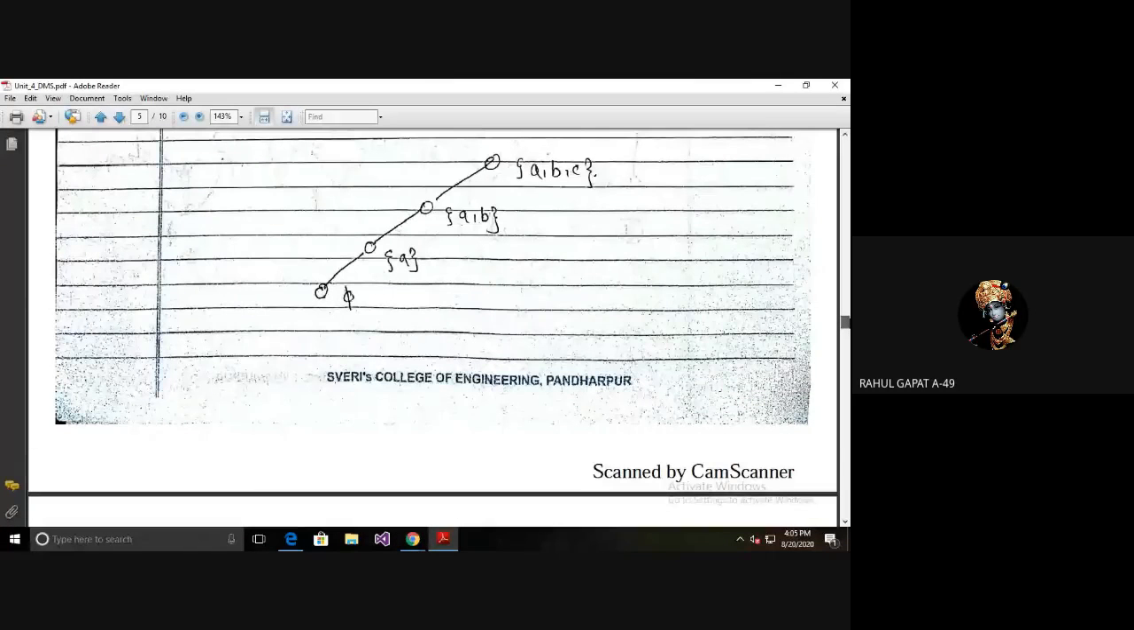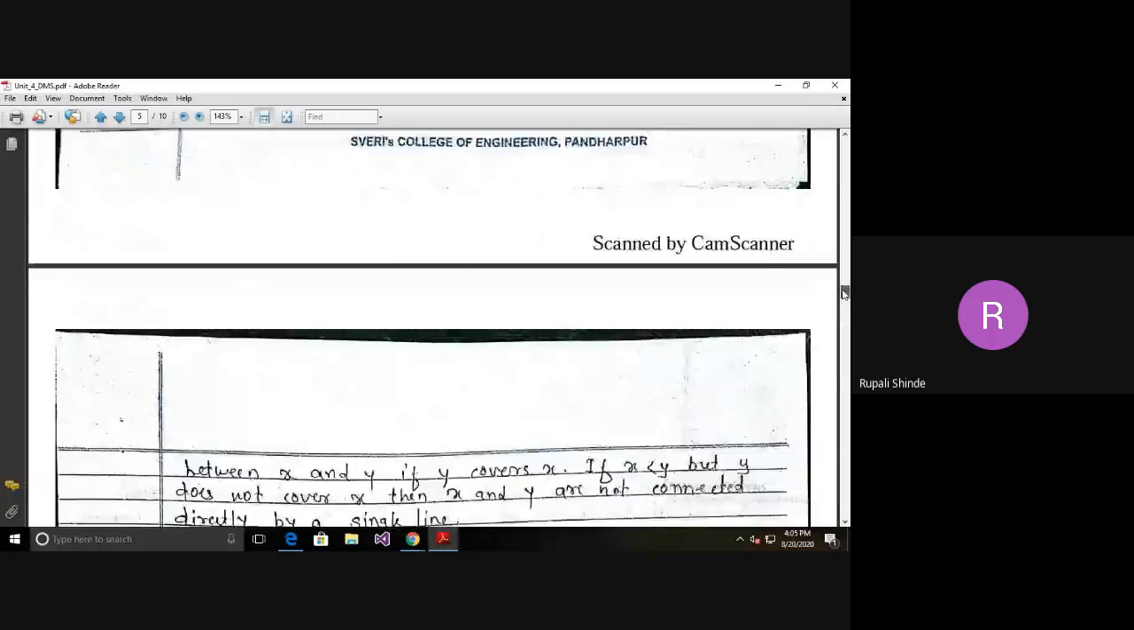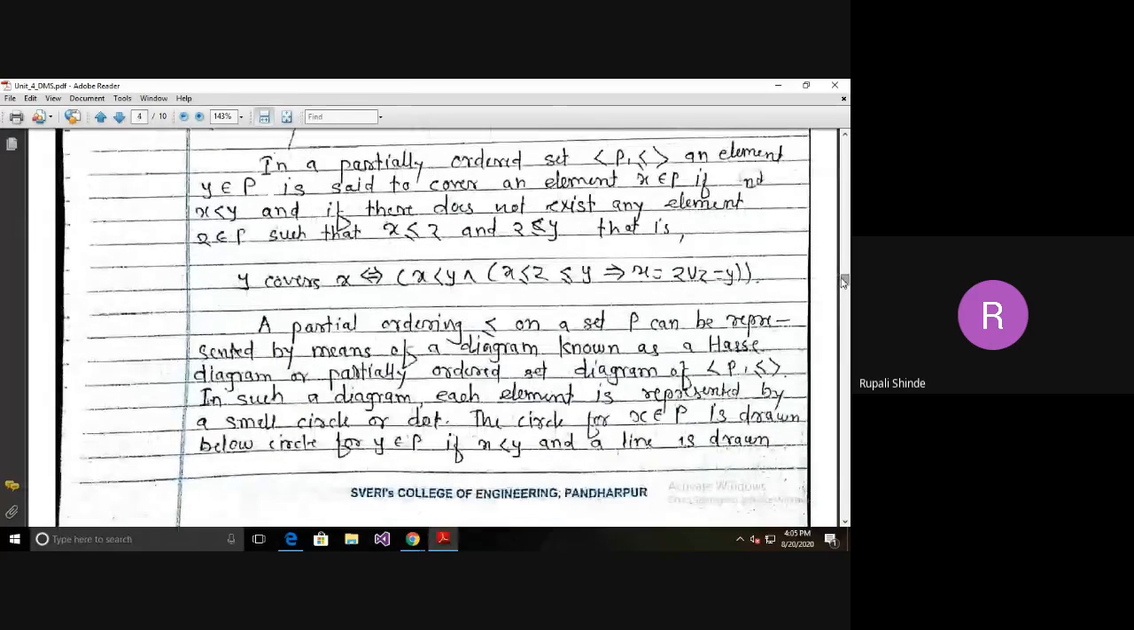Okay, so today we will stop here. In the next lecture, first we will revise the part we have covered today, and we will solve some more examples based on the Hasse diagram. Okay.